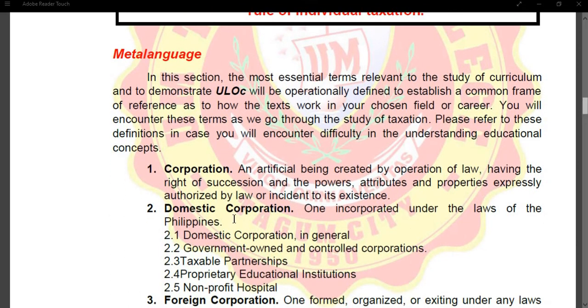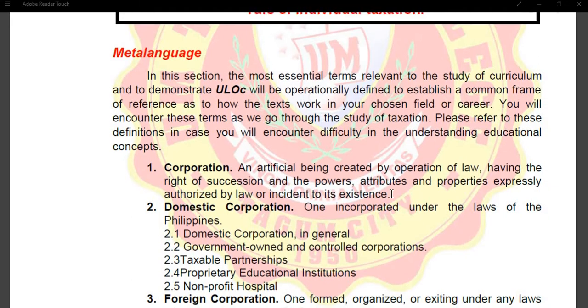Corporation is an artificial being created by operation of law having the right of succession and the powers, attributes, and properties expressly authorized by law or incidents of its existence. So, this is the definition given by Section 1 of Batas Pambansa Bilang 68.